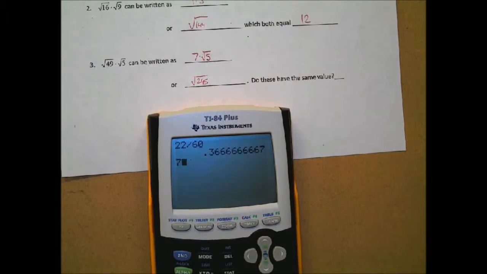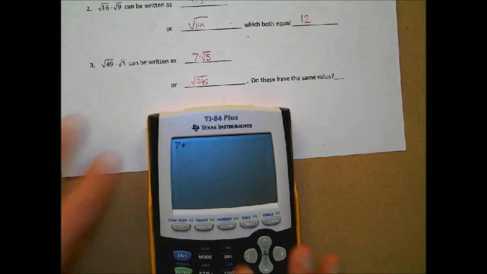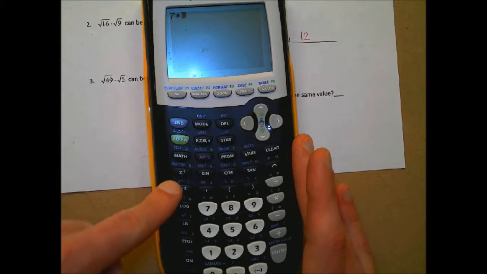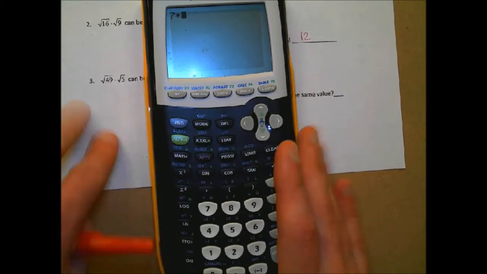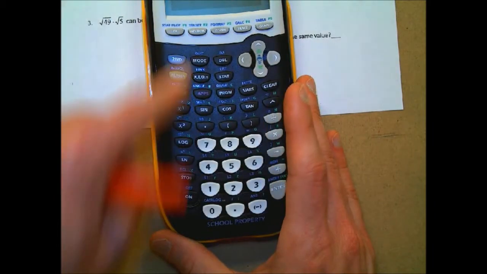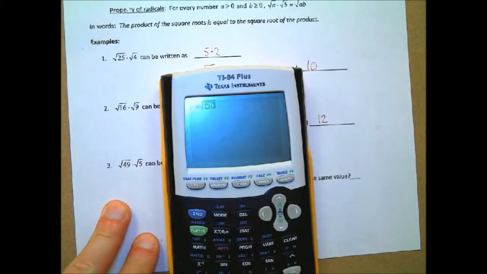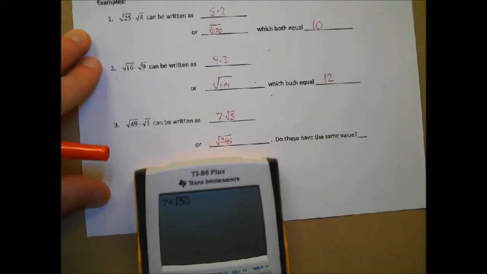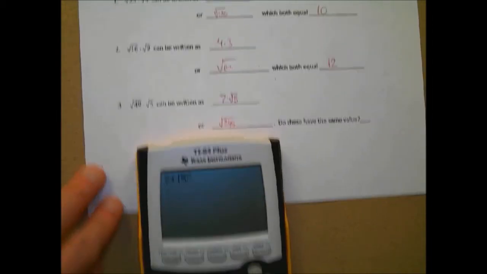Okay, so in our calculator, 7 times, now the square root button, if you don't remember where it was, it's second and then x squared. If I scoot it up here, you can see it a little bit better. You can see the square root symbol right there in blue for me. So second x squared. And then 5. So just like this, Olivia, you said? Okay. And then, Olivia, what should I do now? I typed it in. Should I just hit enter?